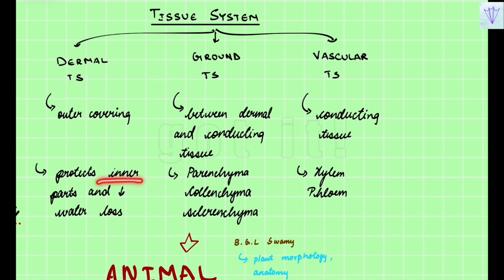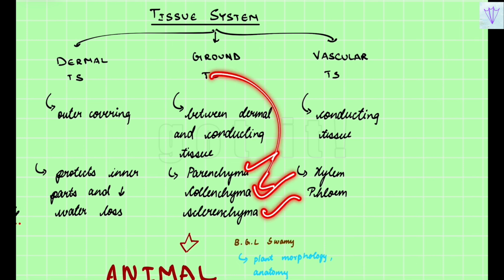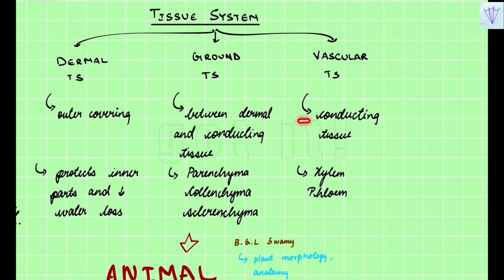The dermal tissue protects the inner parts and reduces water loss. That means it primarily includes the epidermis. In the ground tissue system we find the parenchyma, collenchyma, and sclerenchyma. And the vascular tissue, as it is conductive tissue, includes the xylem and phloem.